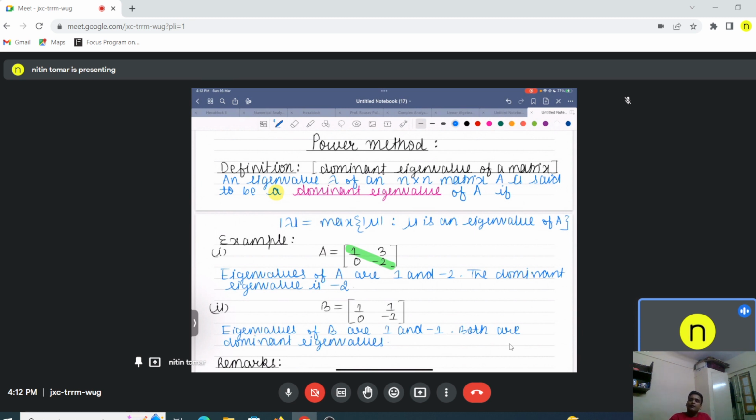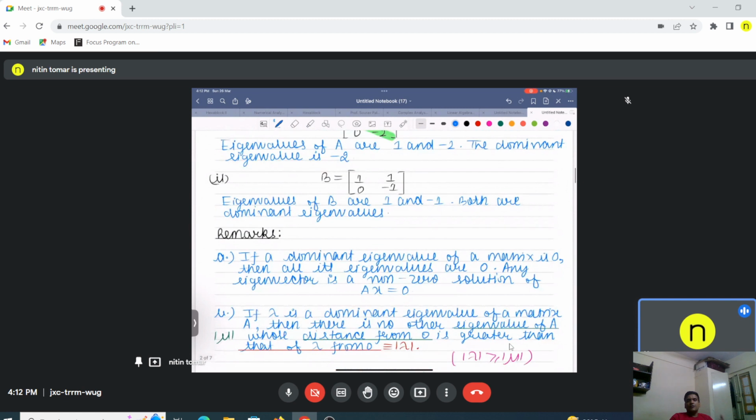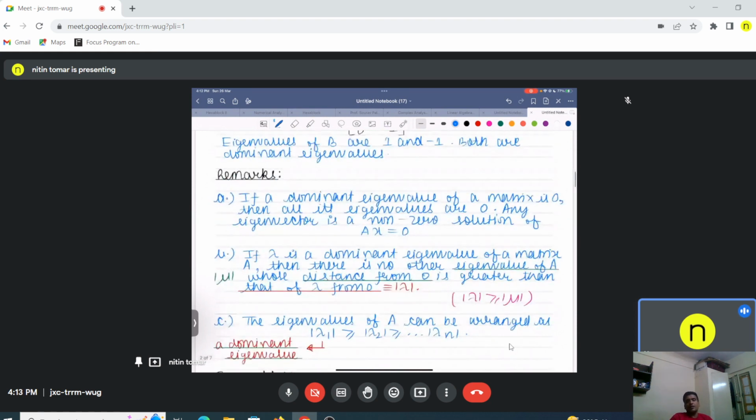Now, nowhere we are claiming that the dominant eigenvalue will be unique. All eigenvalues can be dominant eigenvalues also. So we saw some examples with this. Now, if a dominant eigenvalue is 0, for example, in this remark we saw that, then each eigenvalue has to be 0 because the dominant eigenvalue is 0.